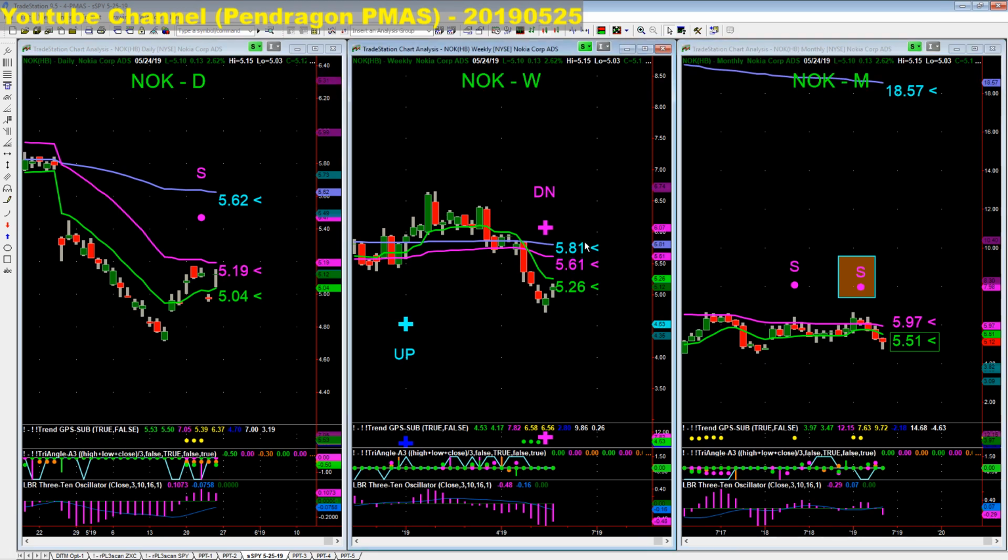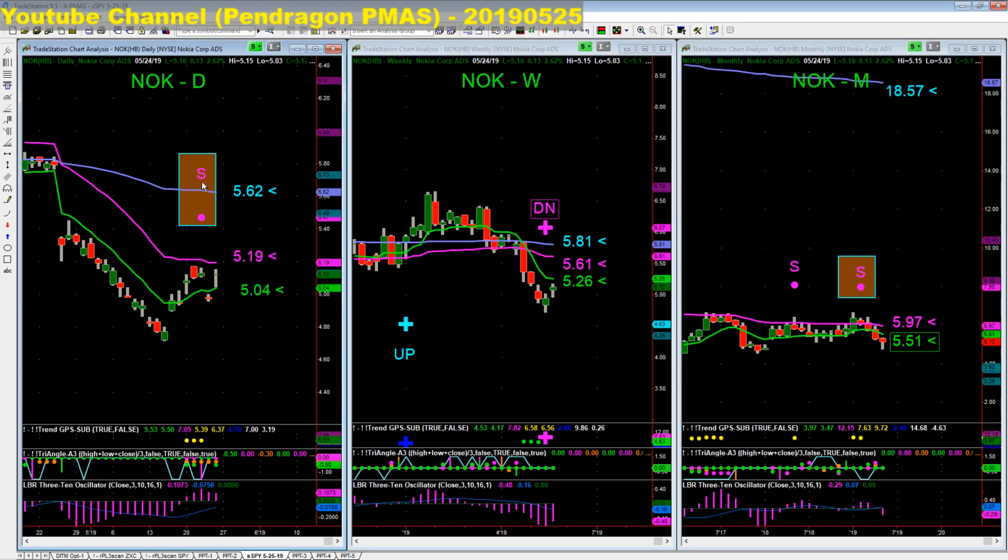Now, on the weekly chart, we also have a downtrend alert, right? DN stands for downtrend right here. And finally, on the daily chart, again, we have a confirmed short signal, this S signal right here. So on all three time frames, the shorts or the downtrends reign supreme. So for this stock, right now anyway, it would be easier to go short than go long. Okay, that's step number one. So we already have the market directional bias.